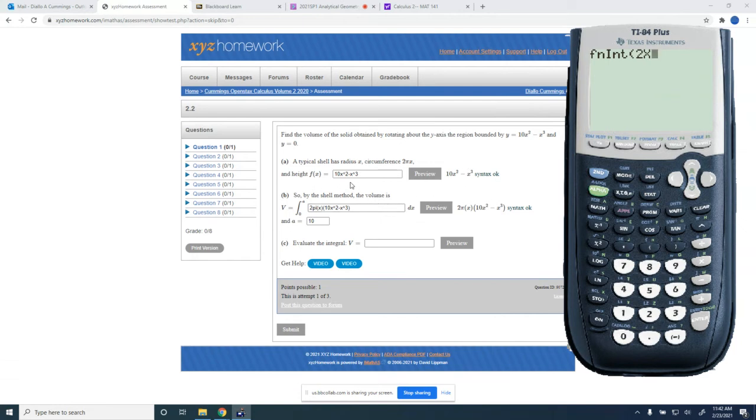So instead of me putting in 10x squared minus x cubed, I'm going to recall that by hitting variables. I want to scroll over to y variables. I want the function, and the function that we want is y sub 1. All right, so this is 2 times x times the function. You have to put in a comma. We have to put in a variable of integration from 0 to 10.